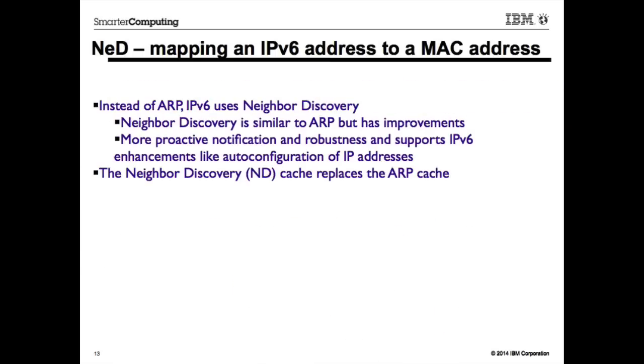Slide 13: IPv6 doesn't use the Address Resolution Protocol, it uses neighbor discovery. However, neighbor discovery is not that much different from ARP, it's just the IPv6 version. It uses ICMP packets, and it has more proactive notifications, and it has more robustness. And it supports some advanced IPv6 functions I'll get into in a minute, like auto configuration of IP addresses. Instead of an ARP cache, there's a neighbor discovery cache in IPv6. But the concepts are very similar, even if the implementation is a little different.